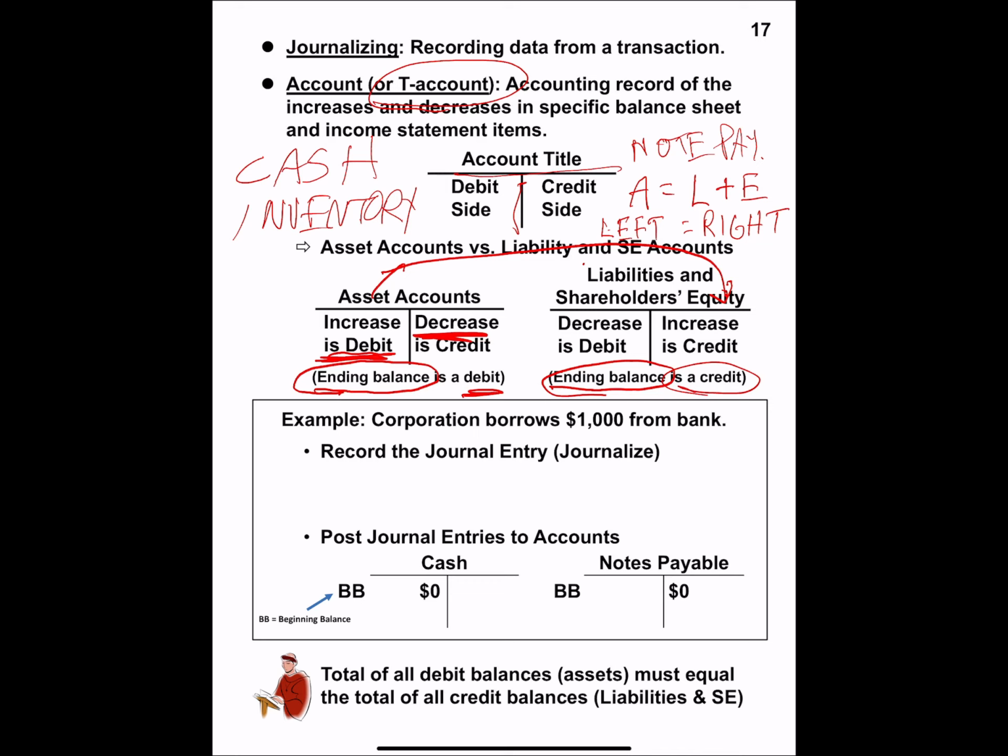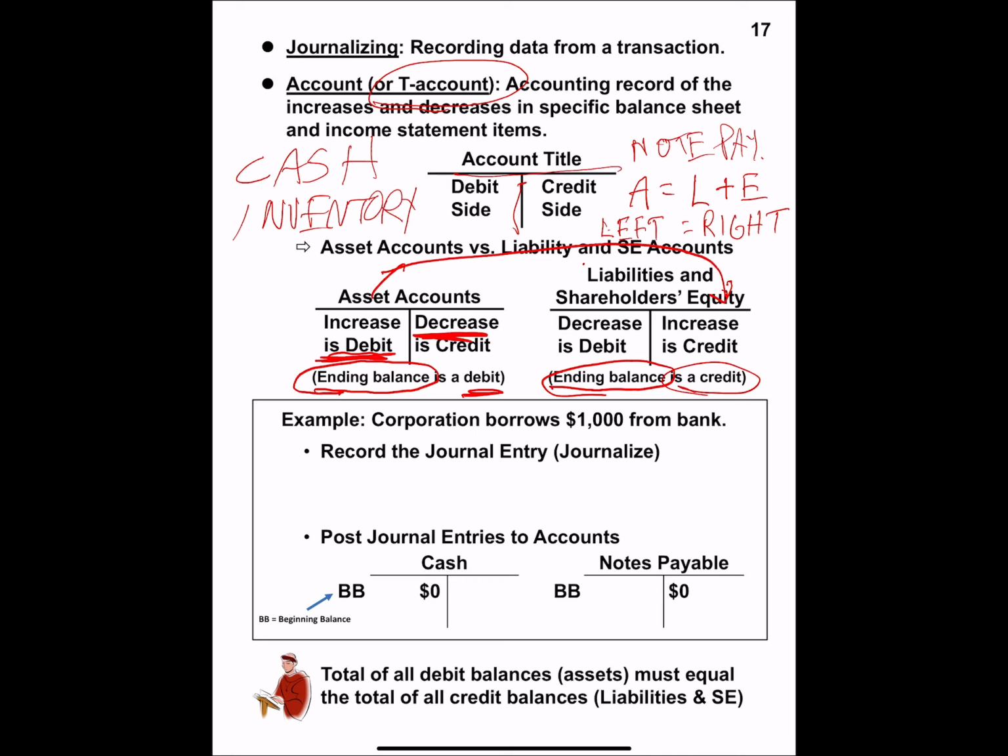To decrease an asset, you do the exact opposite, which is to credit the account. Switch over to the other side of the accounting equation. We're dealing now with liabilities and equities. Since they're on the other side of the equation, we do the exact opposite that we did with assets, which means to increase a liability or equity account, we credit those accounts. To decrease a liability or equity account, we debit them. Okay? So let's start looking at some examples here.